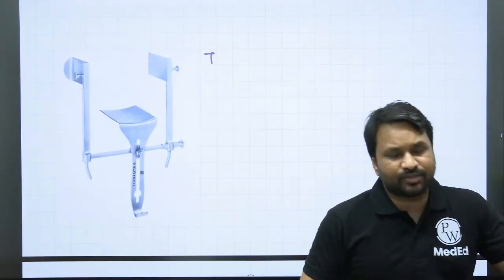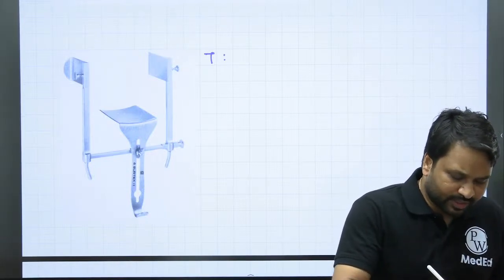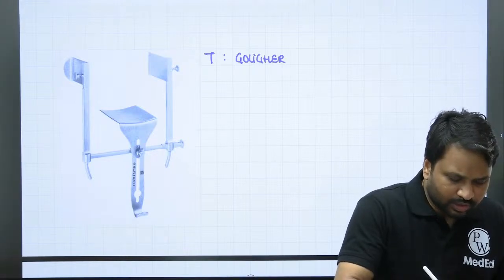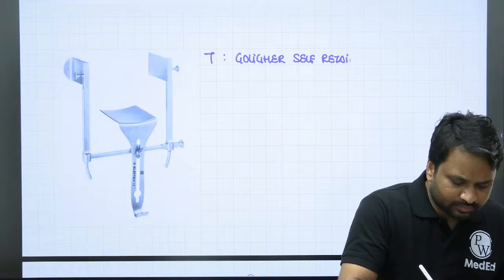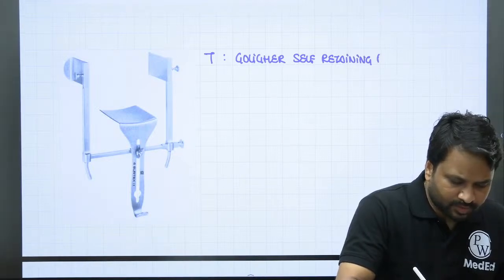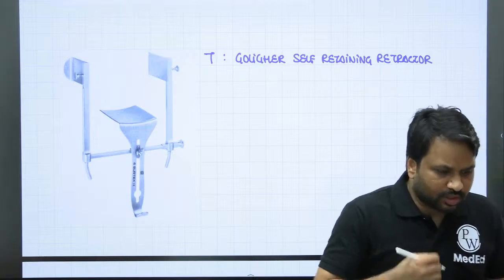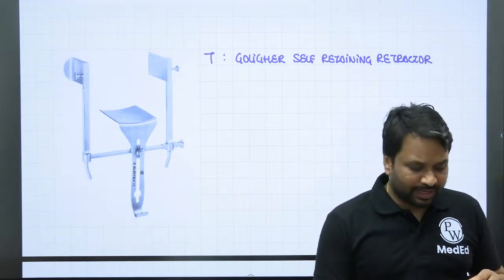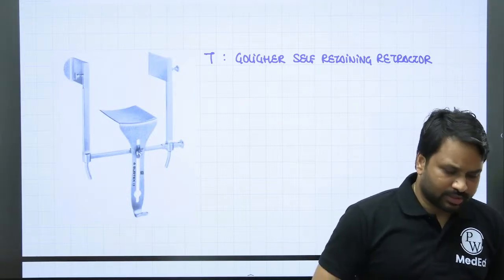Then this is for abdominal surgeries, again self-retaining. This is what we call the Gallie self-retaining retractor. But a Balfour will have 4, no? This is 3, right? So this is your Gallie's.